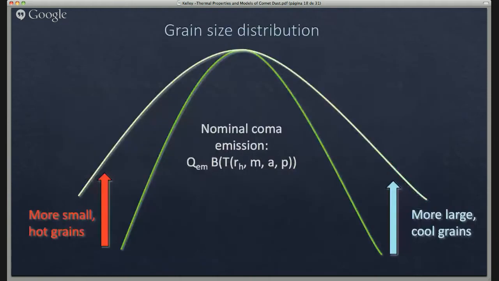The effect of that grain size distribution is to change the balance of the thermal emission spectrum. So given a nominal coma emission in the center here, if you add more small hot grains, that will increase, of course, the emission for the shorter wavelengths, or if you add more large grains, those would be cool, and that would add more to the longer wavelength side, tipping the emission spectrum. So that's another way we can get a handle on grain size.